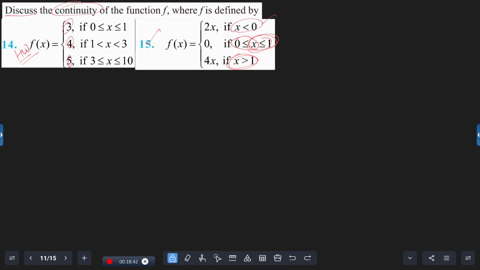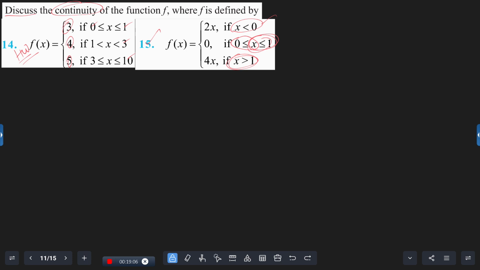But see here, children, in the 14th one there is a problem. You must be very careful. Here we have 0, 1 only. In the 15th one, 0, 1, just 2 numbers, and for both numbers we have left and right. But in the 14th one, 0, 1, 3, 10. How many numbers do we have? 4 numbers we have.